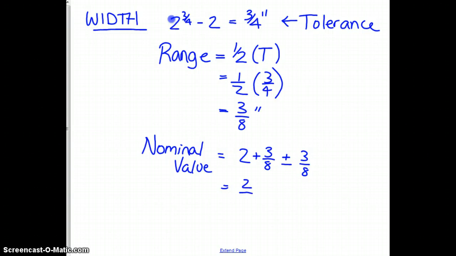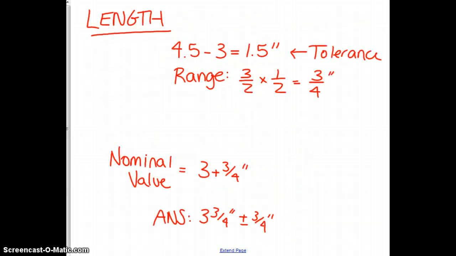So your final answer will be 2 3/8 plus or minus 3/8. And again, that's all in inches. Go ahead then and try to do the length on your own. All right, so check the answer on the board.